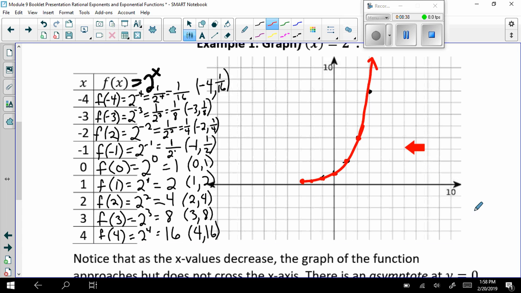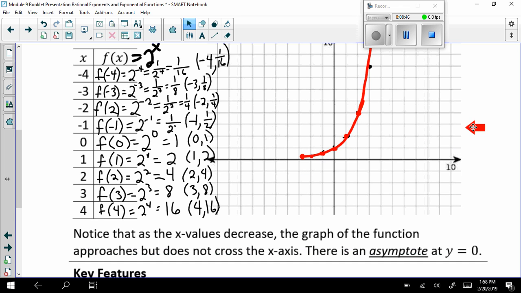So this is our graph for our exponential function y equals 2 to the x, or f of x equals 2 to the x. Again, I want you to notice that as the x values decrease, so as they get smaller and smaller, the graph of the function approaches but does not cross the x-axis. This is called an asymptote. It keeps getting closer and closer, 1/16th, 1/32nd, 1/64th, but it never actually touches that x-axis. And the equation for the x-axis is y equals 0. So that's what that is.